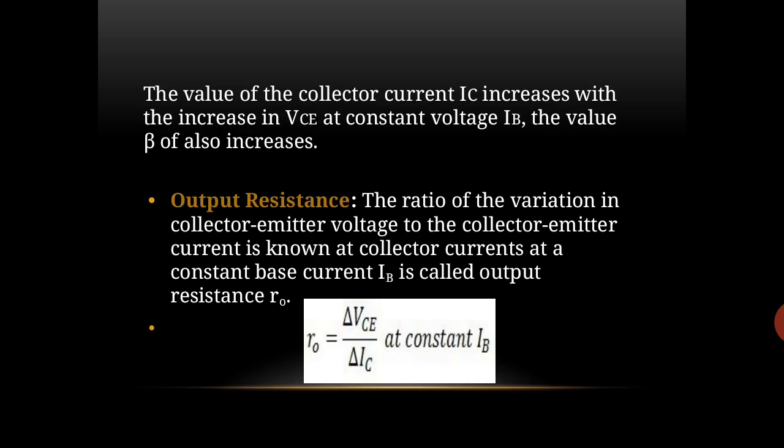The value of the collector current IC increases with the increase in voltage. At constant base current IB, the value of beta also increases. The output resistance is the ratio of the change in collector emitter voltage to the change in collector current at constant base current. Okay, so here we need to keep IB, the base current, constant.